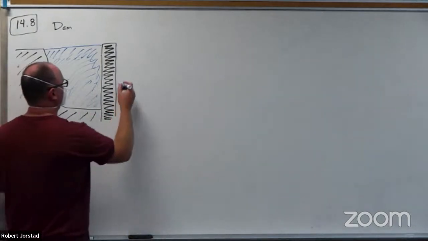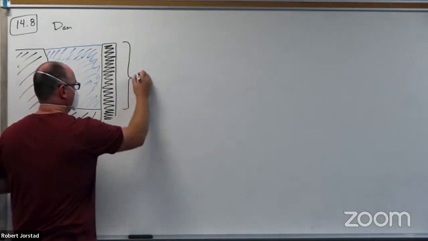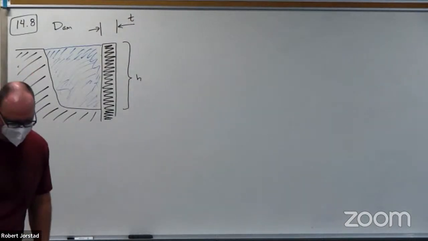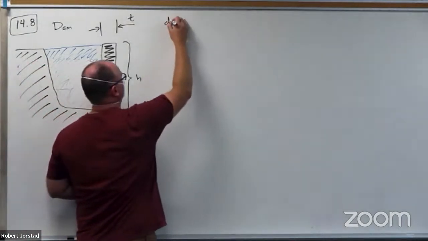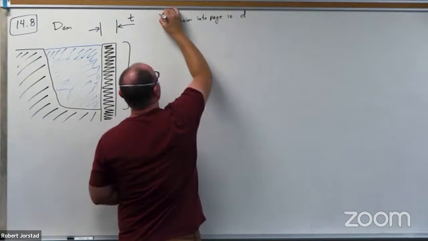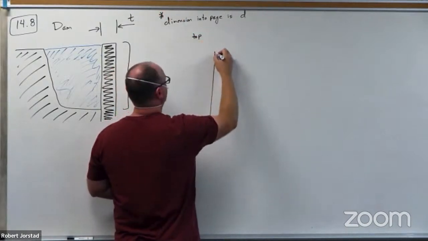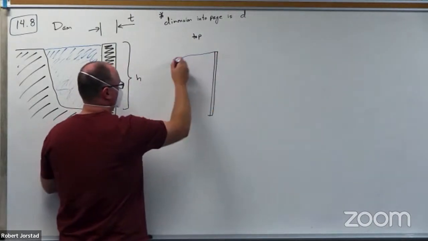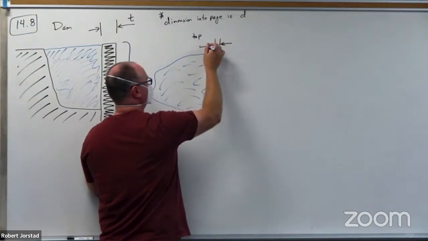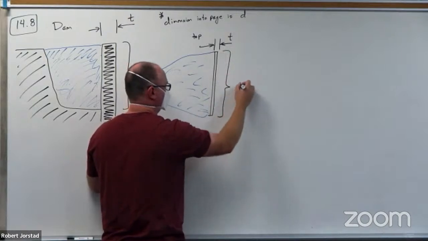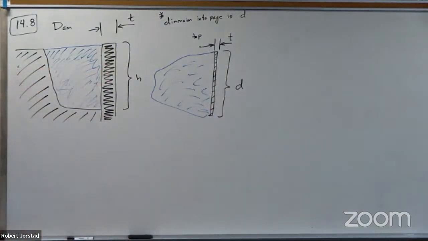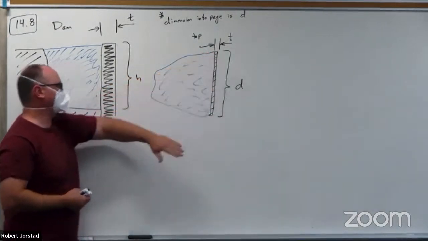We're told that this dimension here is H. This dimension here is the thickness. And there's actually a top view, which shows the dimension into the page. So if I drew a top view, here's a top view of the dam. There's the lake. This dimension is T. And this dimension here is D. Everybody cool with that? It's a rectangular slab with dimensions D long, T thick, and H tall.